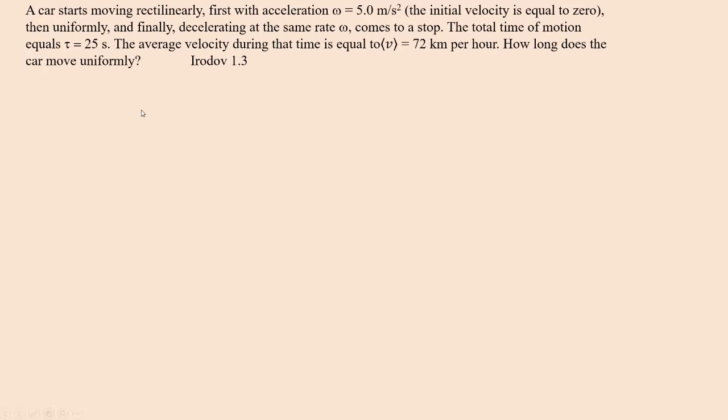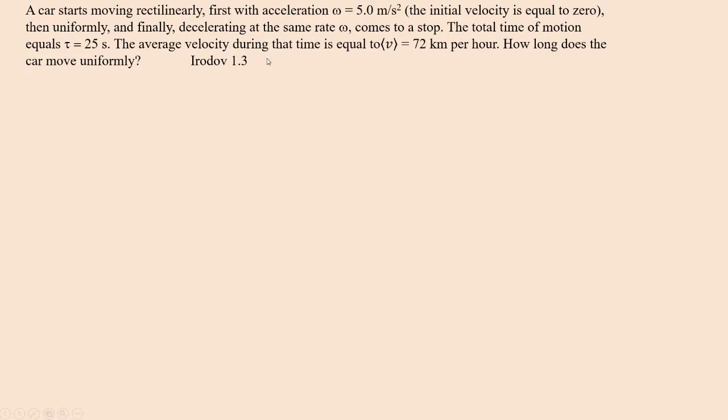Hello, in this video we are going to focus on an Irodov problem in mechanics. The problem is this: a car starts moving rectilinearly, first with acceleration omega equal to 5.0 meters per second squared, the initial velocity is equal to 0, then uniformly, and finally decelerating at the same rate omega comes to a stop. The total time of motion equals tau, which is 25 seconds.